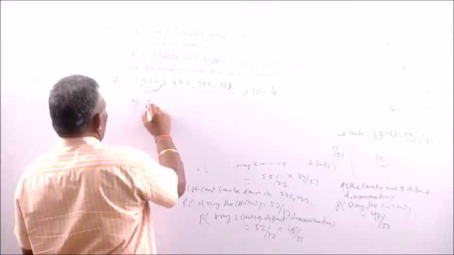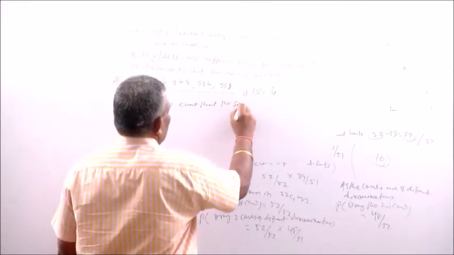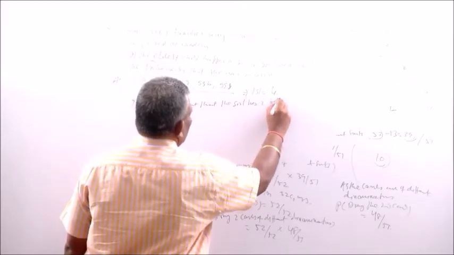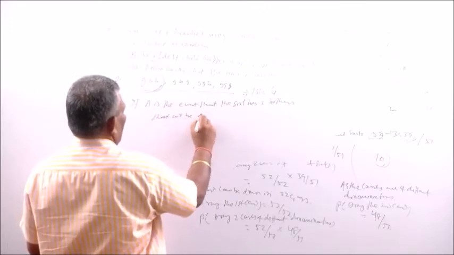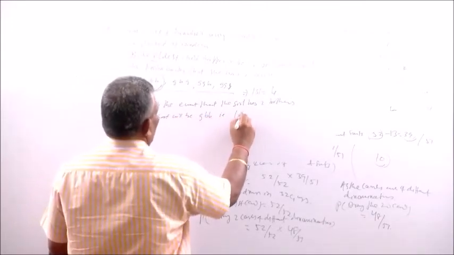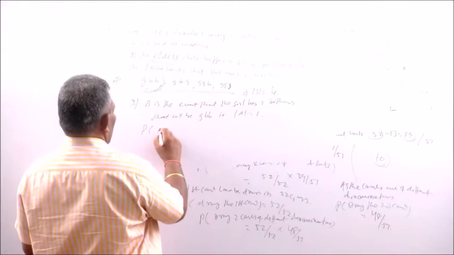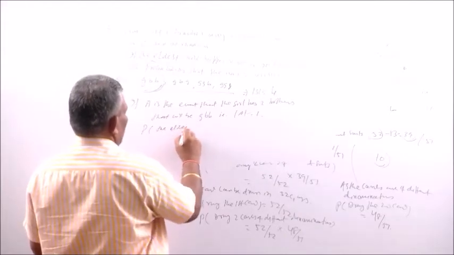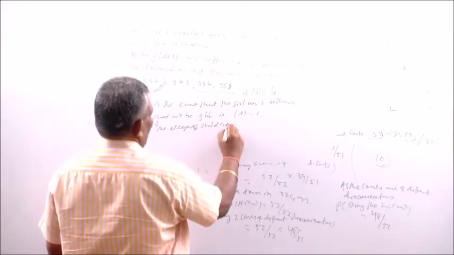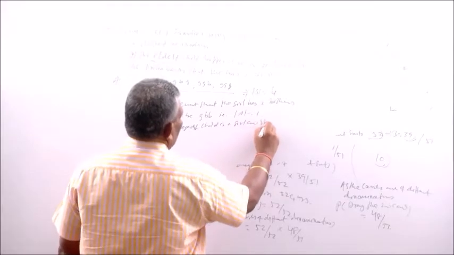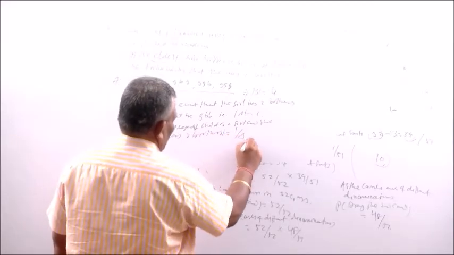So if A is the event that the girl has 2 brothers, that will be GBB, that is cardinality of A equals 1. So the probability that the eldest child is a girl and she has 2 brothers equals 1/4.